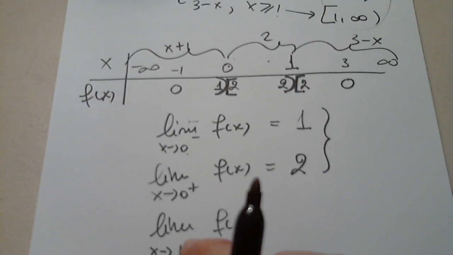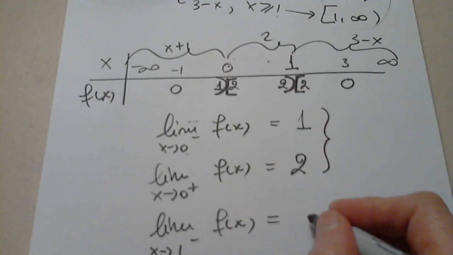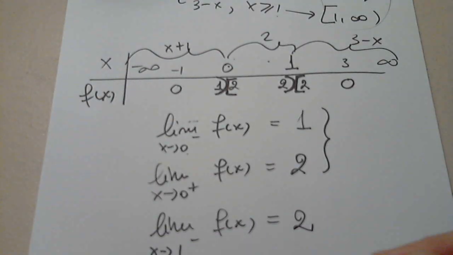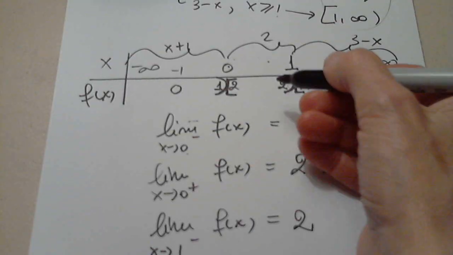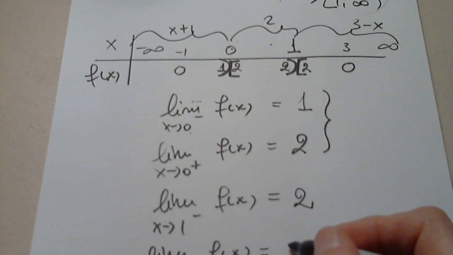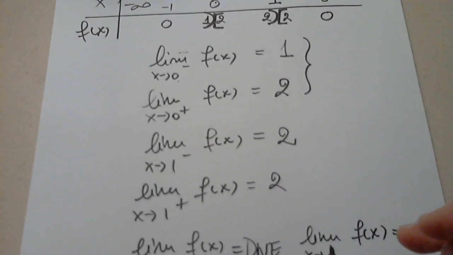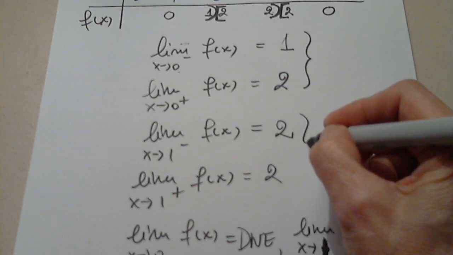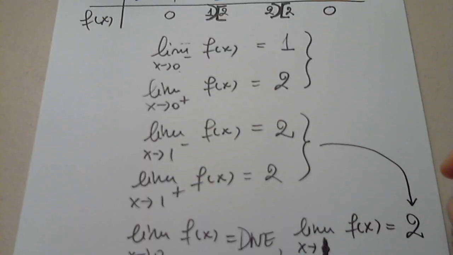Limit of f of x as x approaches 1 from the left. Two. Perfect. Limit of f of x as x approaches 1 from the right. Is it still 2? Excellent. The limit of f of x as x approaches 1 from either side. Two. Indeed, because they are the same. Excellent.